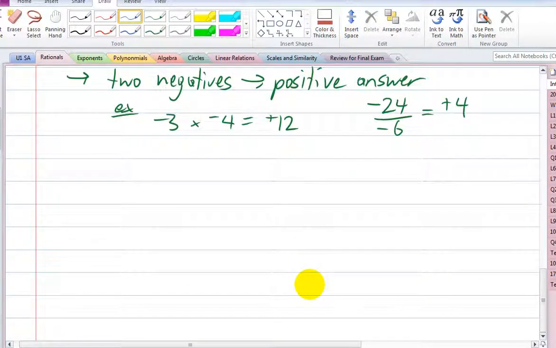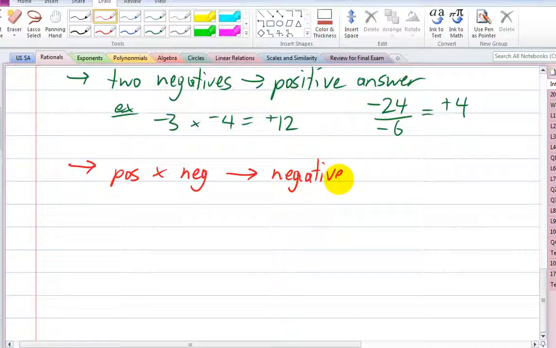Okay, so then the other way, what's the other rule? A positive times a negative will give you what kind of answer? Negative, always. And this is the rule. These two rules you have to remember with exponents. So negative 5 times positive 6 equals negative 30.